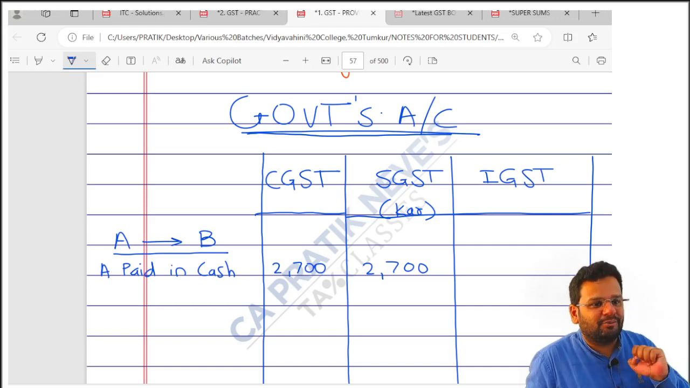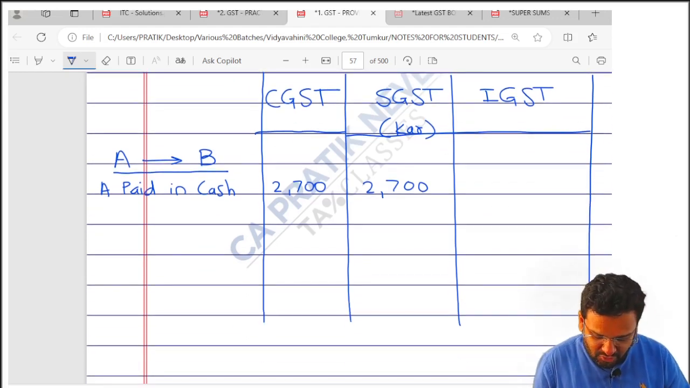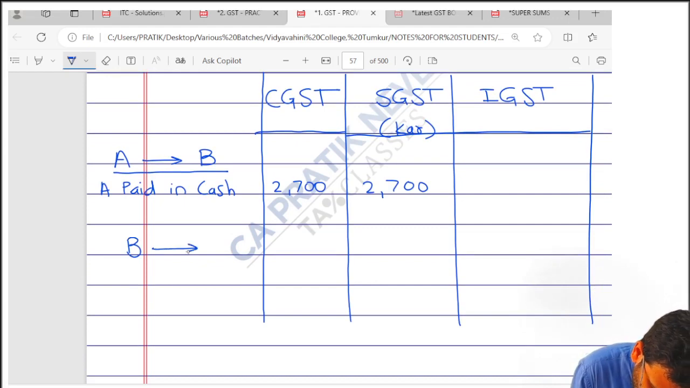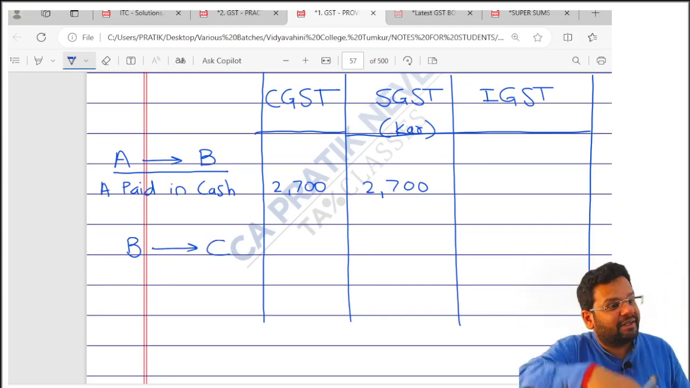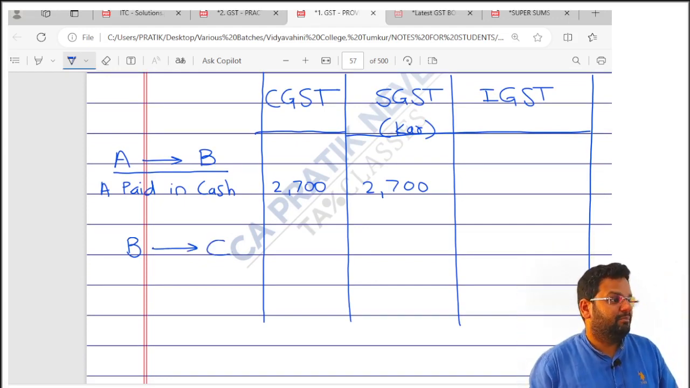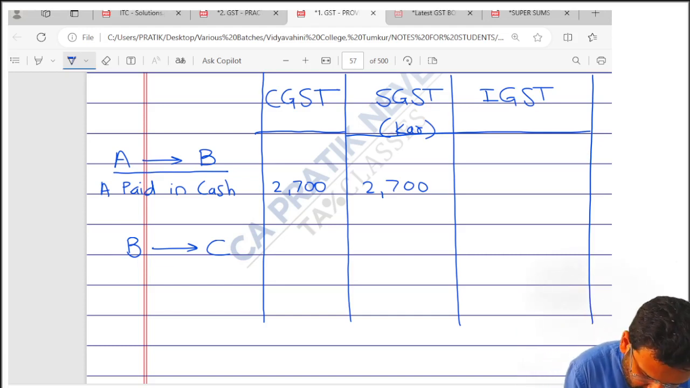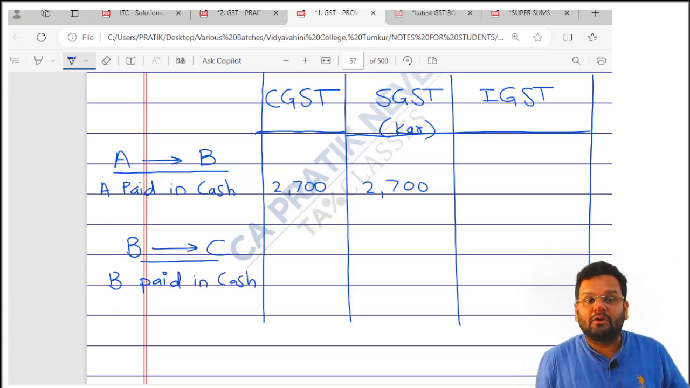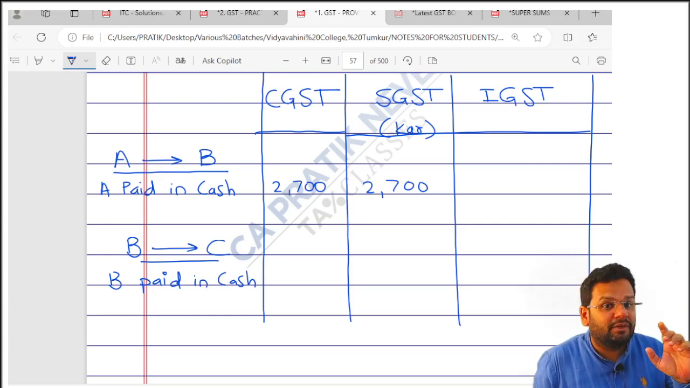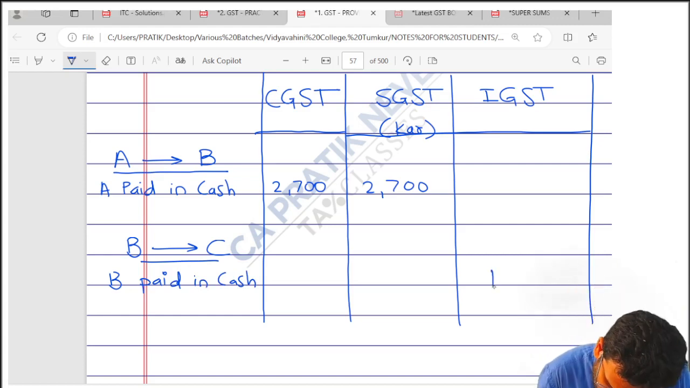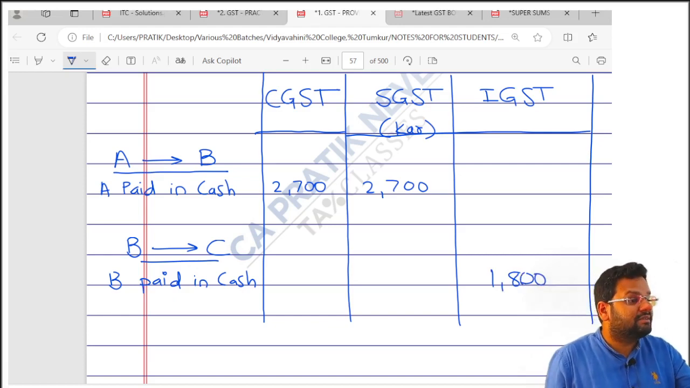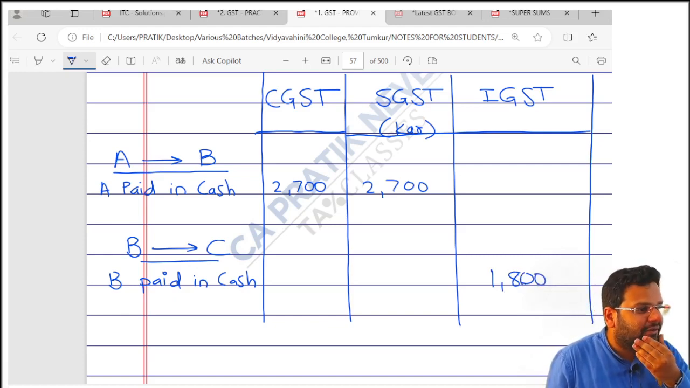But B is not end consumer. B sold to C. That's why government's headache. How much did B pay in cash? Friends, how much did B pay in cash? 1,800. Which GST? IGST. But where is C? Maharashtra.